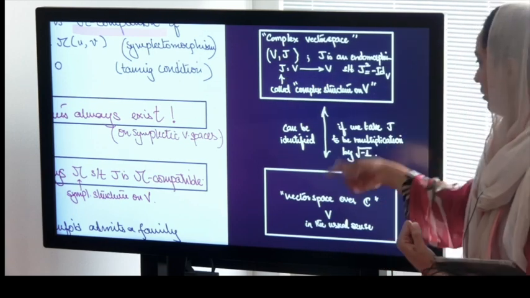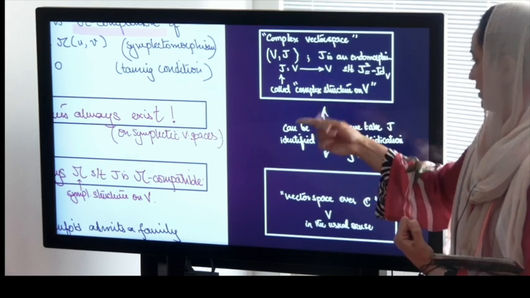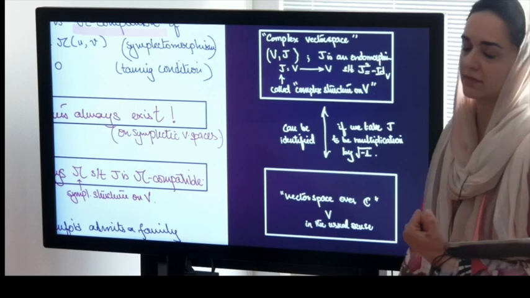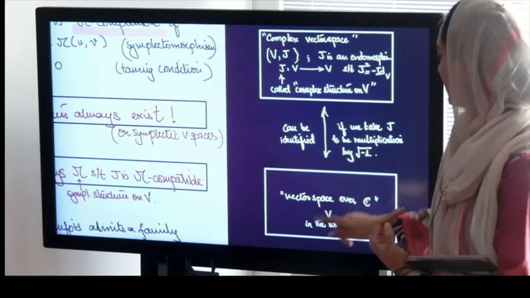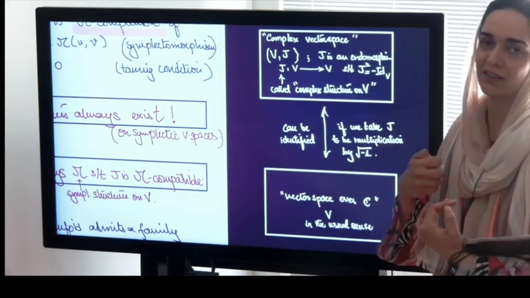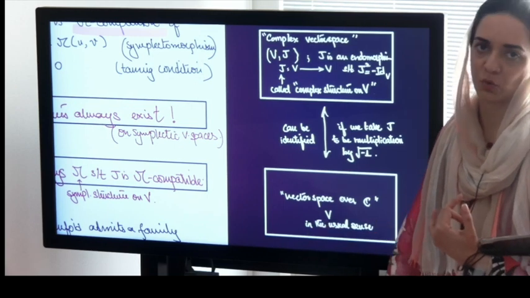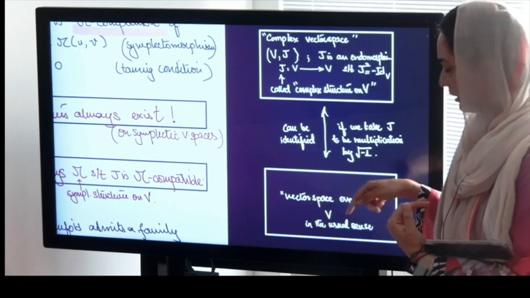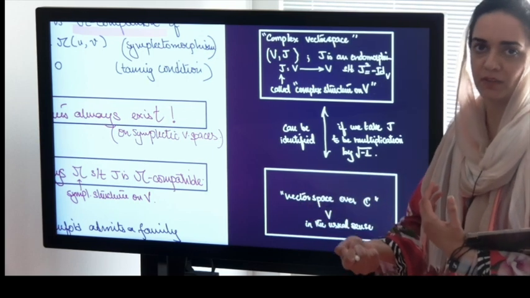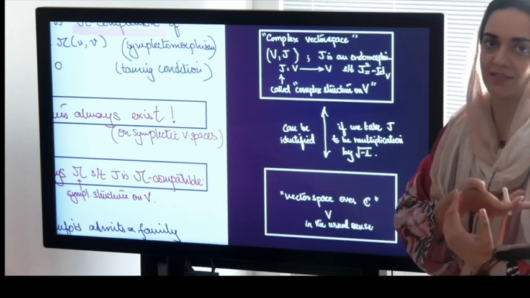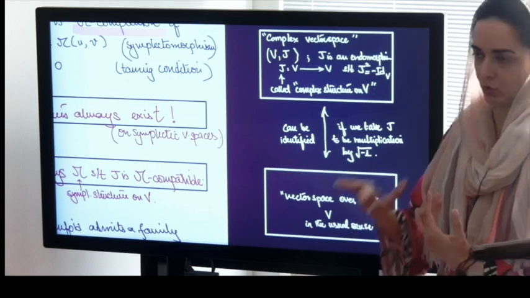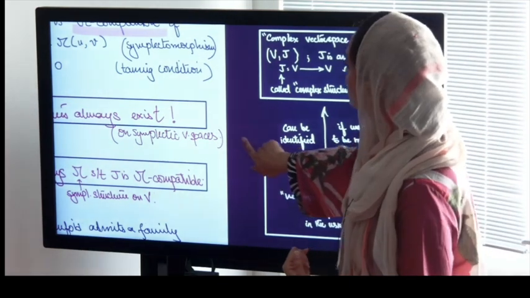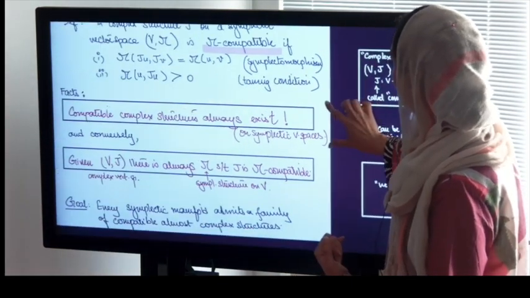Okay, so this can be identified with the usual vector space over C if you take this J to be multiplication by square root of minus 1. Okay, you remember that in a vector space over C, you can multiply by square root of minus 1 and the vector still remains inside that vector space, which is not true for a vector space over the reals. Okay, for instance. All right, so now we come back.